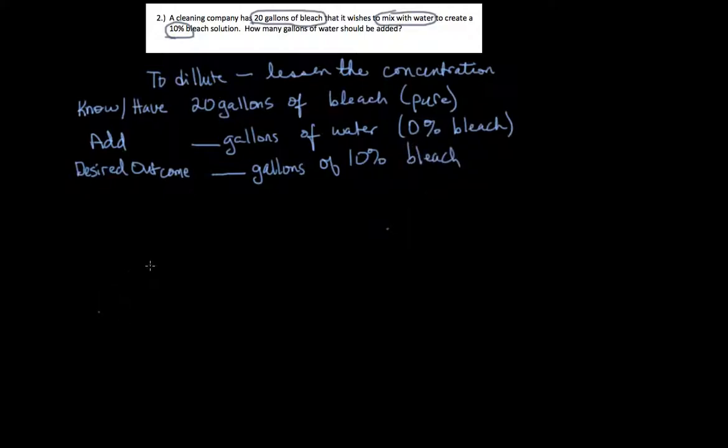So now we can set up our equation. Our equation is, what do we have? We have 20 gallons of a pure bleach. Pure bleach would be represented by 100% pure, or the number 1 as a decimal. We're adding to that some unknown number of gallons that doesn't have any bleach in it. That would be 0x. And when we're done, we want a concentration that is 10% bleach.